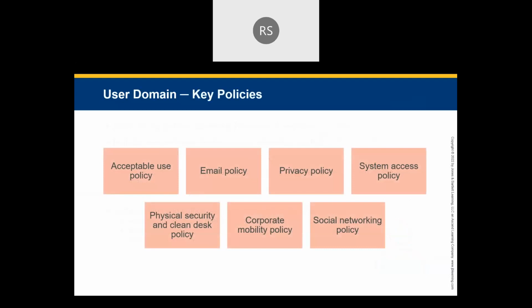Now we'll look at some of the key policies within the user domain that help ensure security in IT environments. The acceptable use policy outlines behaviors and activities of end users when using company resources. It provides guidelines on the appropriate use of technology, network resources, and systems within the organization. This policy helps prevent misuse, unauthorized access, and potential security breaches caused by inappropriate or malicious user activity.